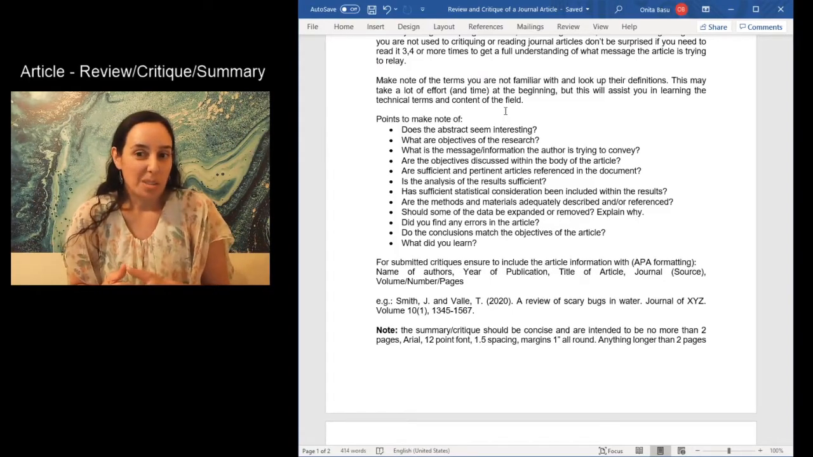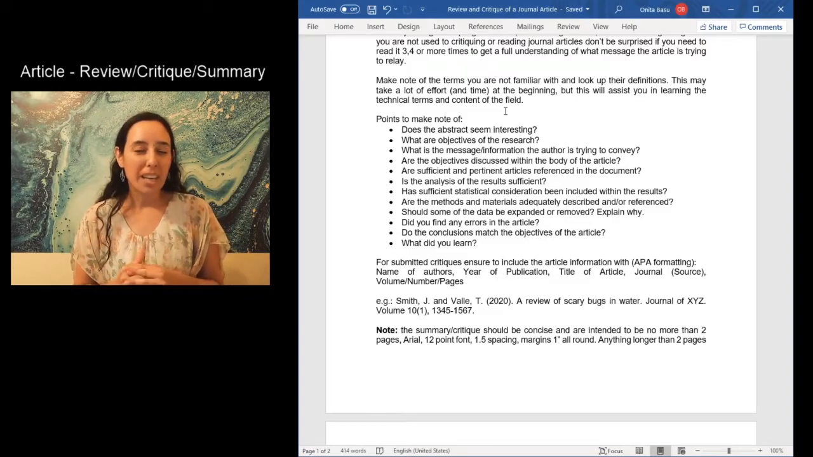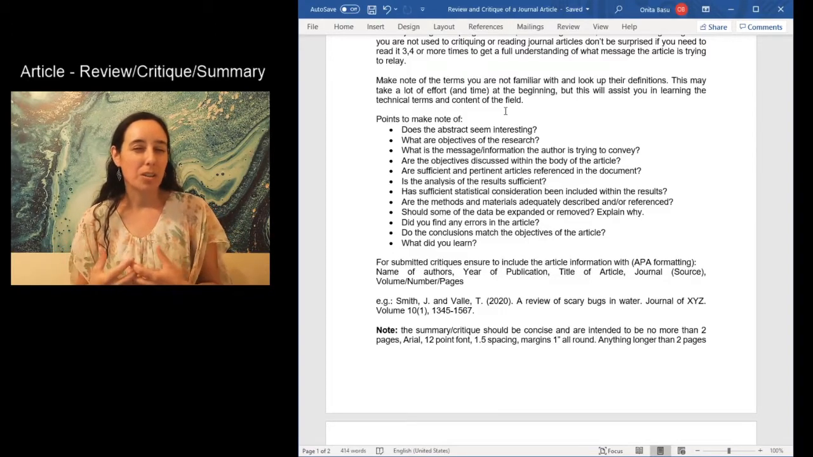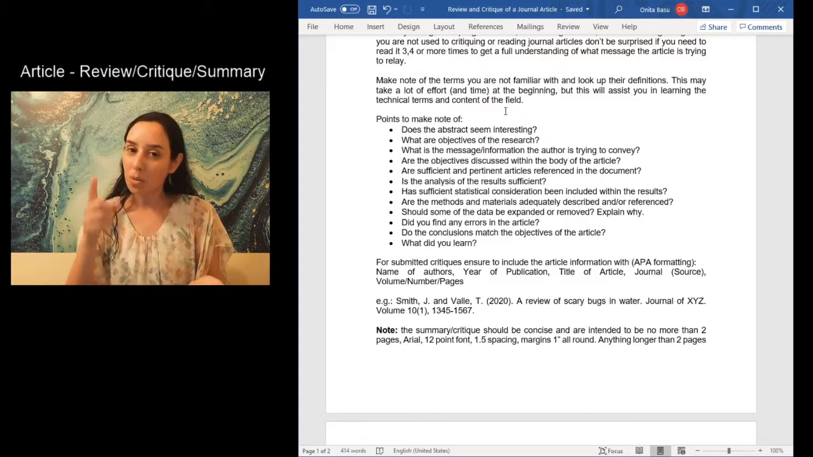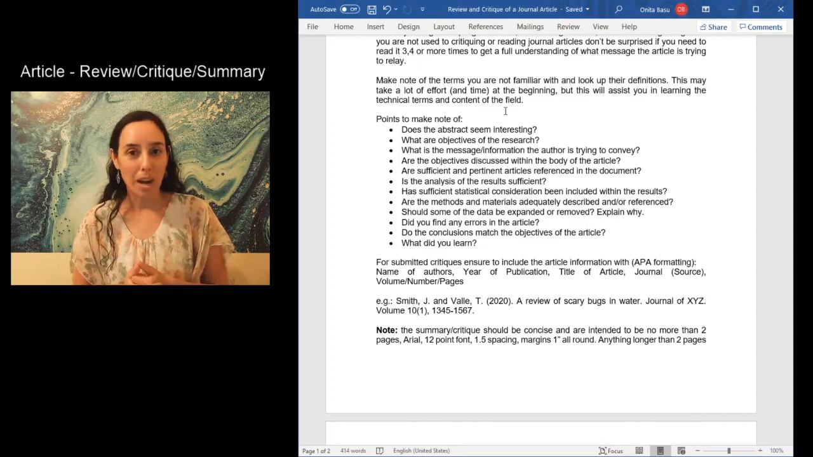Does the abstract seem interesting? That might seem like a weird one. Like, who cares if the abstract is interesting or not? But one day you might have to write one. So is the abstract interesting? If not, you remember that so that when you're writing your abstract, you do make it interesting.